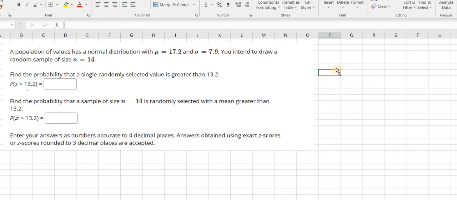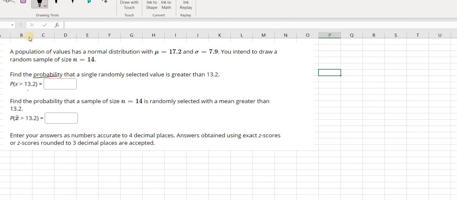We have the population mean 17.2, we have the population standard deviation 7.9, and then the question asks, find the probability that a single randomly selected value is greater than 13.2. So far, I don't have any changes here. We're selecting from the values of the population. So this question is related to the normal distribution, and we can treat it as such. We know that here is the normal distribution. The mean is 17.2. The standard deviation is 7.9. And we want to find the probability.